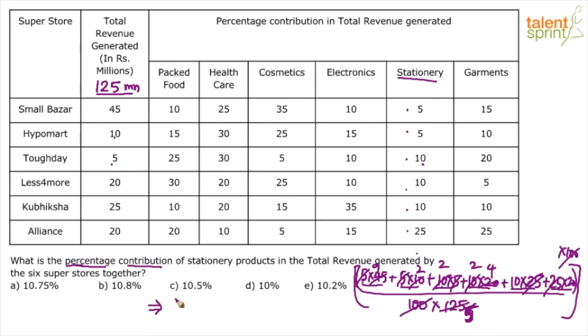See, 9 plus, this second term is 2. Third term is also 2. The fourth term is 2 into 4. 2 into 4 is how much? 8. Then we have 10 in the fifth term and 20 in the sixth term. That divided by 5. Now do the calculation. So 9 plus 2, 11 plus 2, 13. 13 plus 8, 21. 21 plus 30, 51. 51 by 5. How much is 51 by 5? 10.2. That's your answer. 10.2 percentage. Option E.